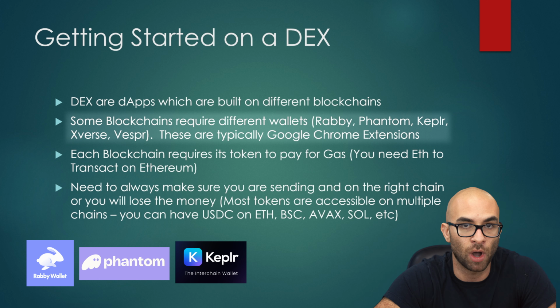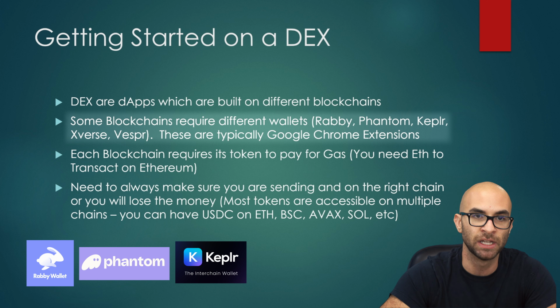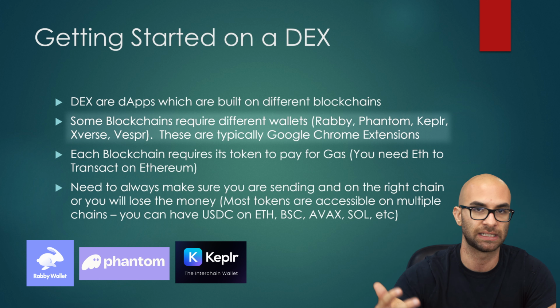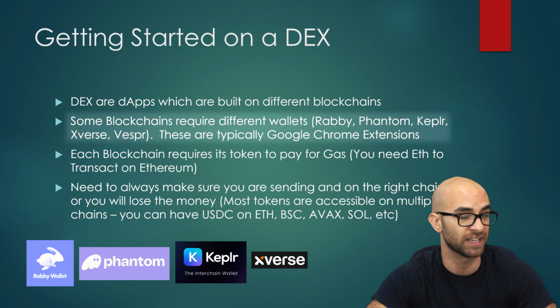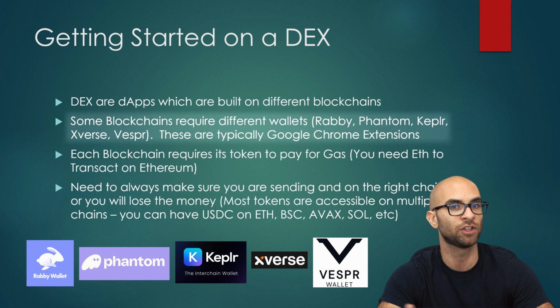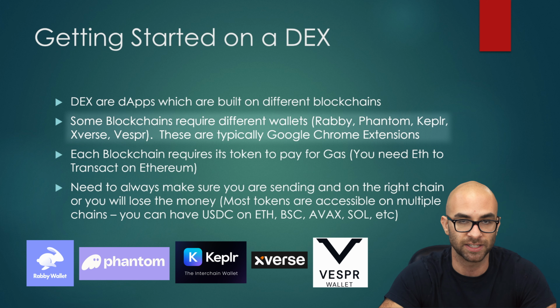You then have Keplr Wallet, which is in the Cosmos ecosystem. So think of things like Atom or Celestia or Injective. You then have Bitcoin Chrome extension wallets such as Xverse or Unisat. And then you even have Cardano-based wallets such as Vesper or Nami.